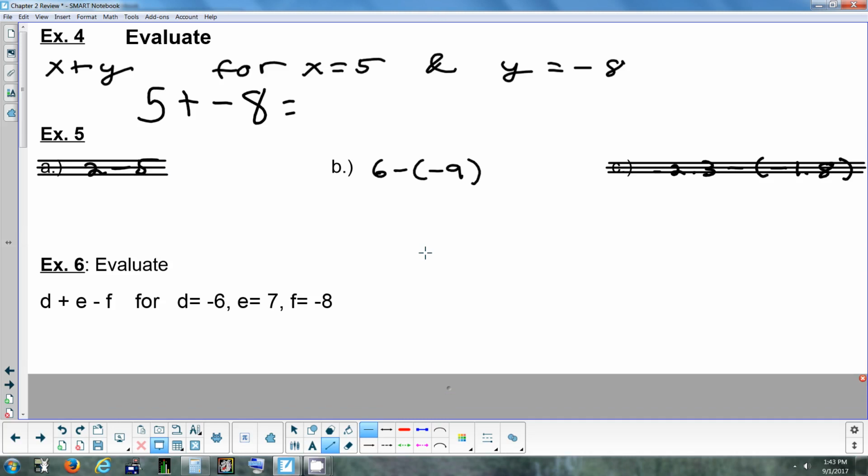Mackenzie, what sign is with 8? Is it positive or negative? Negative, good. So that means 8's bigger than 5. Our rule says take the sign of the bigger number, right? So our answer should be what type of a number? Positive or negative, if we're taking the sign of the bigger number?